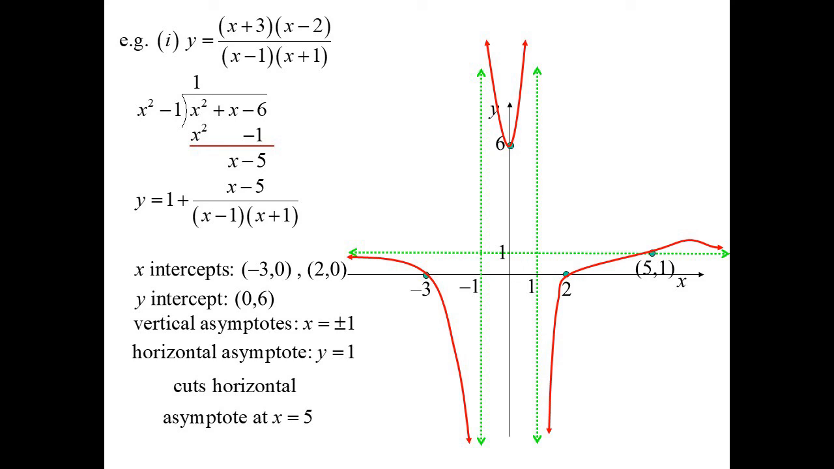We found there's only one spot. It's over there at 5. So that means there's only one possibility. It must be that U sort of shape between the two asymptotes.